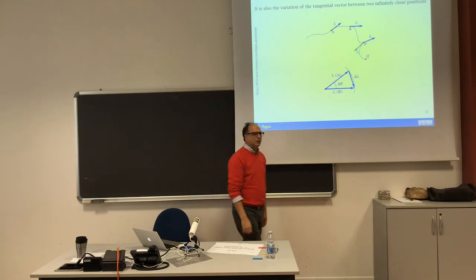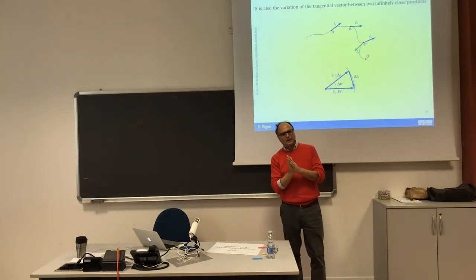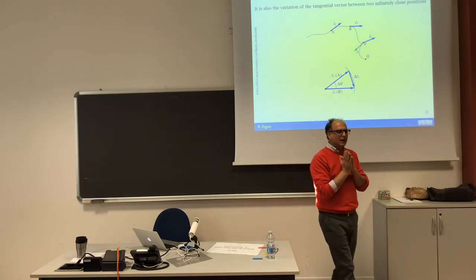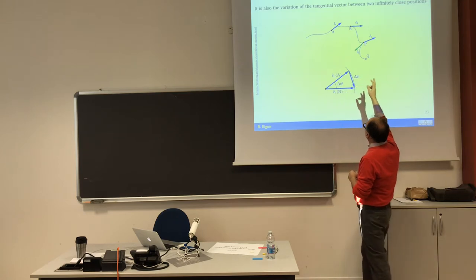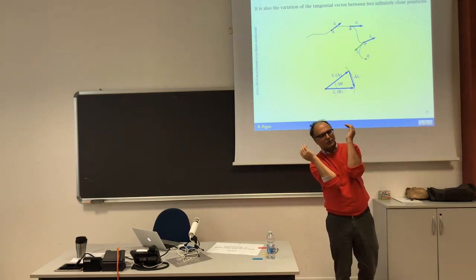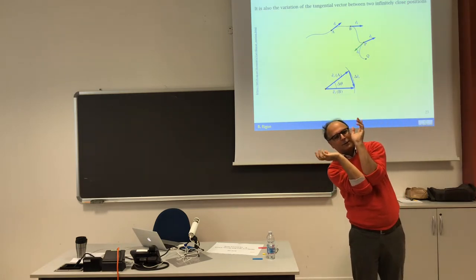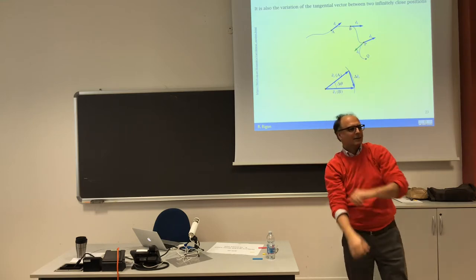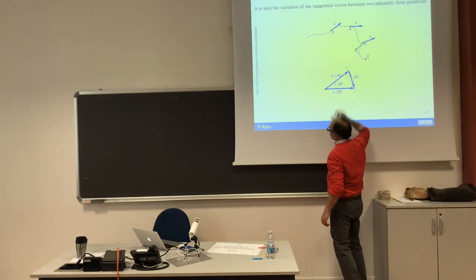You can interpret it also in another way. If you look at the curve, you take the tangent vector to the curve at a point, then you move and your tangent vector changes direction, and the curvature is the angle between the two vectors. The curvature is this difference here.